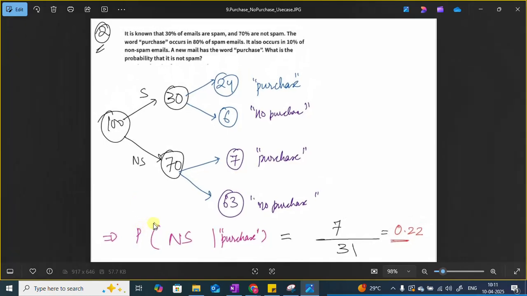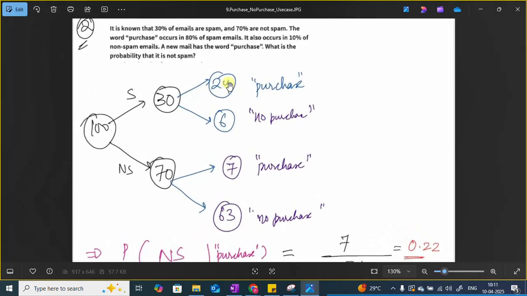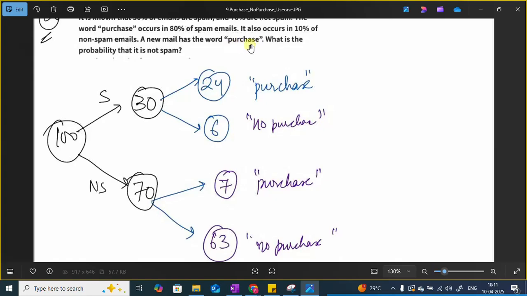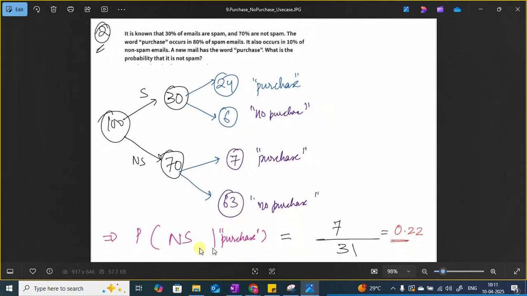So now I have to find the probability of not spam, given that the email content is purchase. Tell me, how many mails contain the word purchase? Here 24, here 7. Now 24 plus 7 is equal to 31. So the number of emails containing the word purchase is 31.